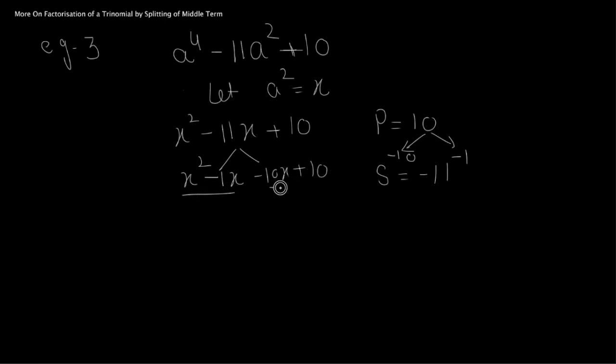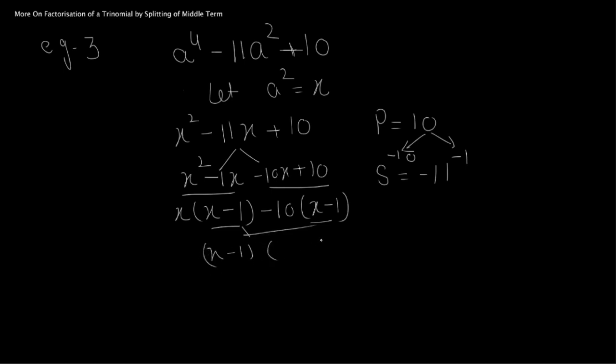Now, grouping the first two and the last two, let's take x common. So we are left with x minus 1. Let's take minus 10 common. We are left with again x minus 1. So again, let's take x minus 1 common, and x minus 10 over here.